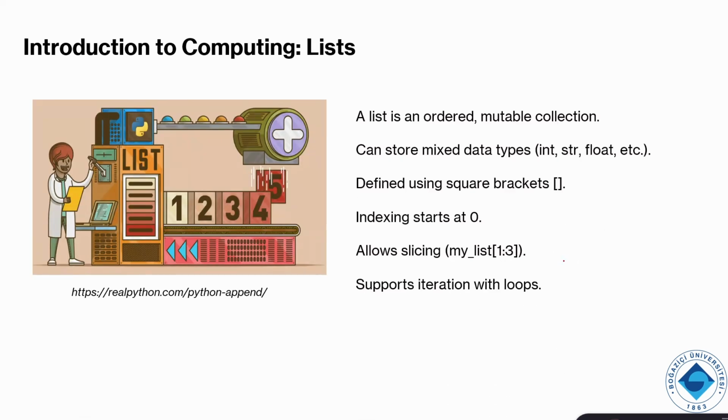Okay, here we are continuing with lists. A list is an ordered, mutable collection. It can store mixed data types like integer, string, float, and so on, and is defined using square brackets. Indexing starts from 0 and goes to 1, 2, 3. It allows slicing, like my list from the first element to the third element, and supports iteration with loops like while and for.